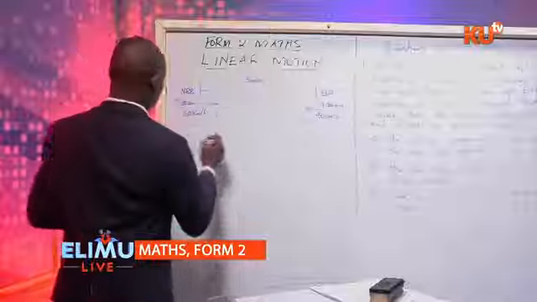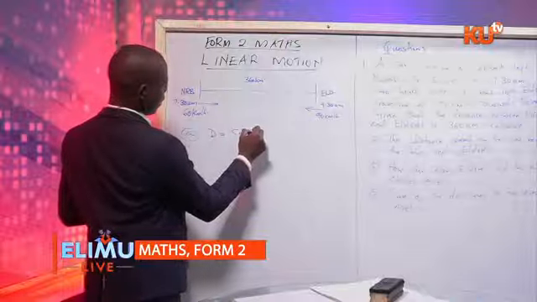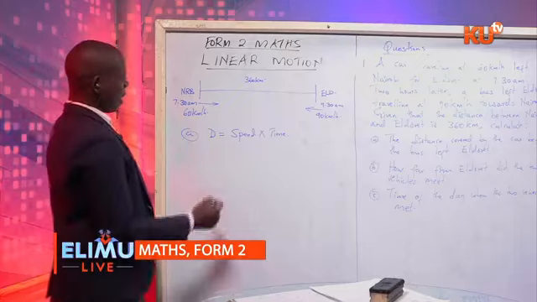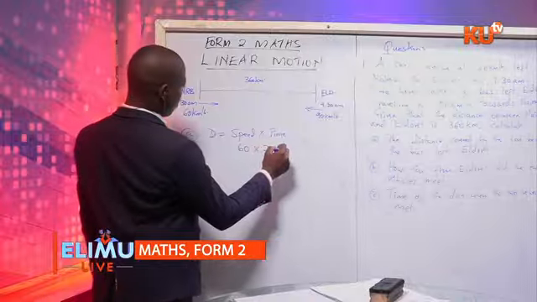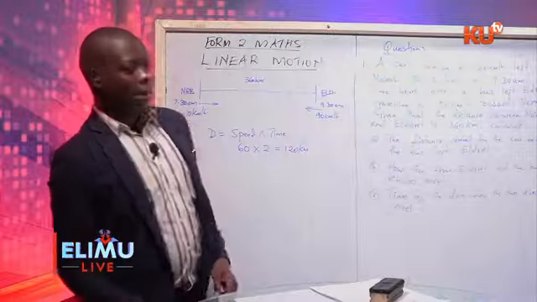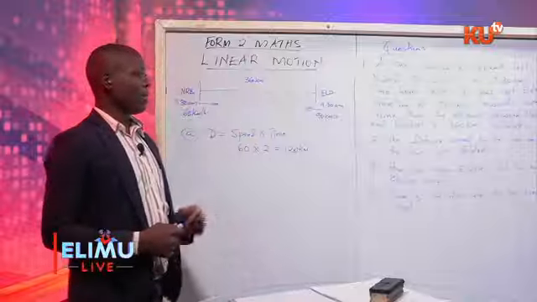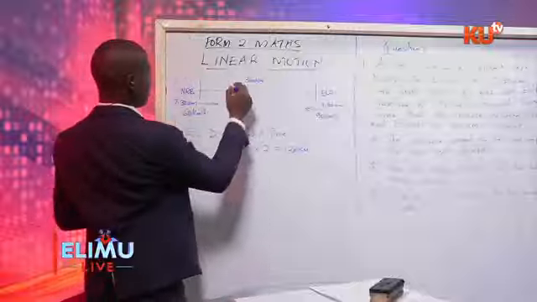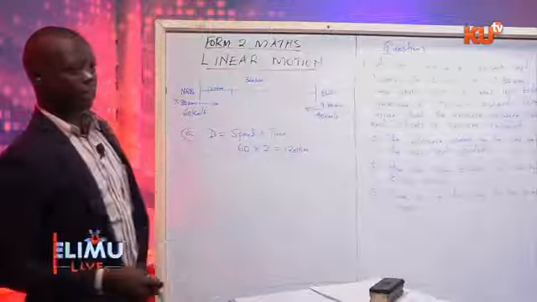And so what we go to is distance is speed times time. So the car had a time difference of 2 hours. And so we take 60 kilometers per hour times 2 hours to get 120 kilometers. So it means the car had moved 120 kilometers before the bus left Eldoret. So let's now say on our diagram that this is 120 kilometers.